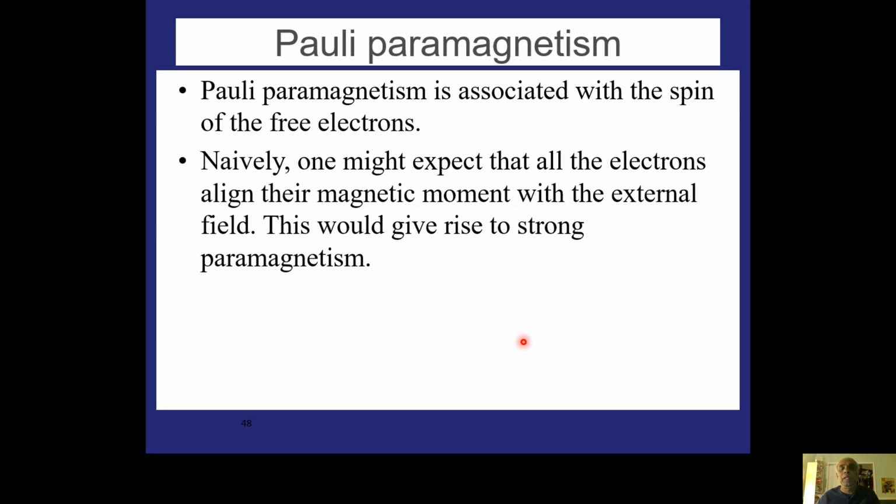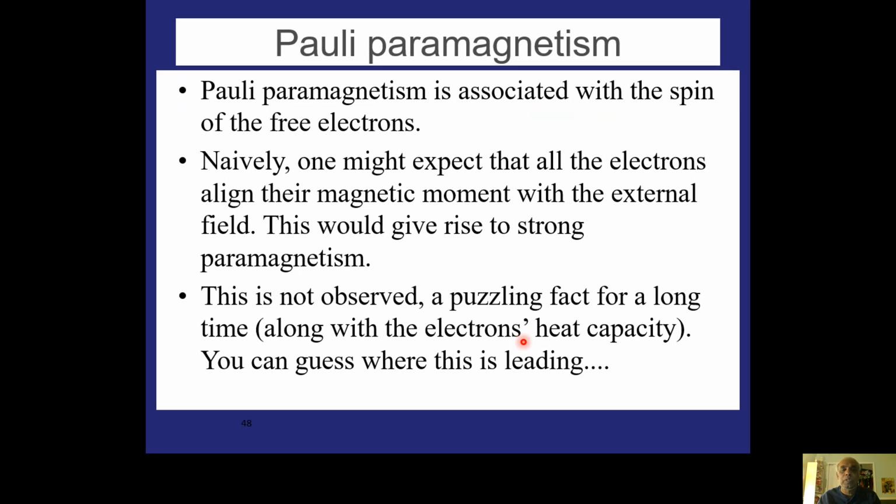Naively one might expect that all the electrons align their magnetic moment with the external field, but that's not the case, because it has something to do with how the electrons arrange according to their density of states. That also has an effect on the spins.